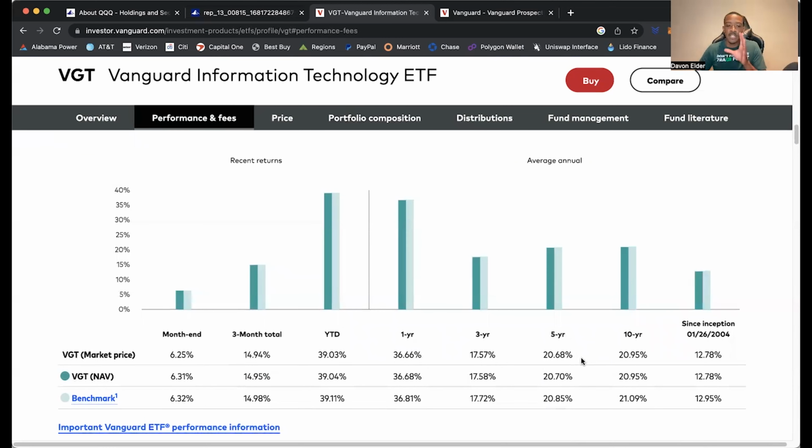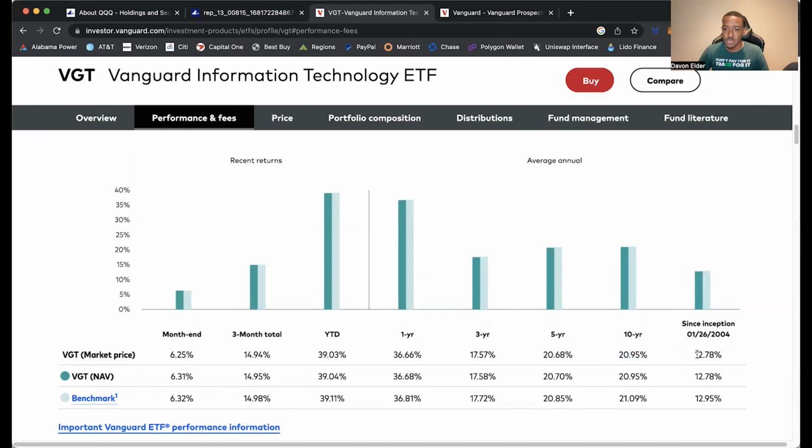Now, if we look at the market price for this particular ETF, the 5-year average performance is 20.68%, which is very, very good. 20.68% is very good. The 10-year performance is 20.95%, which is very, very good.